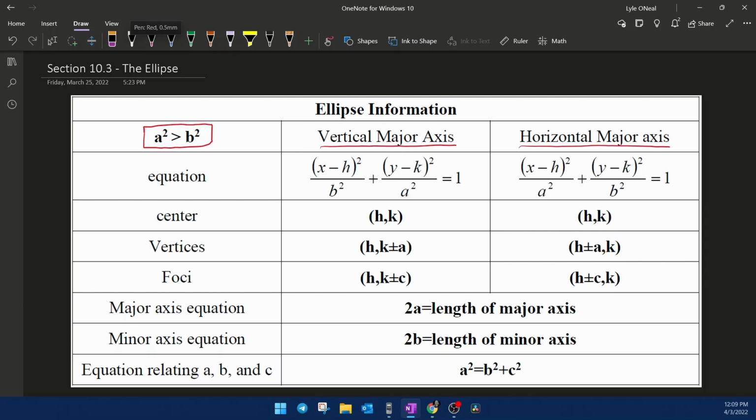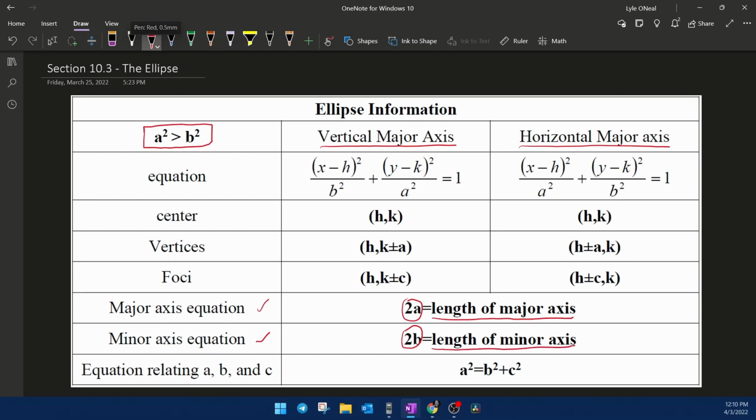Next, the major axis equation is 2a. Now what that means is, if you want to find the length of the major axis, all you need to do is multiply a times 2. That will give you the length of the major axis, and the minor axis equation is 2b. So if you multiply b by 2, you get the length of the minor axis.